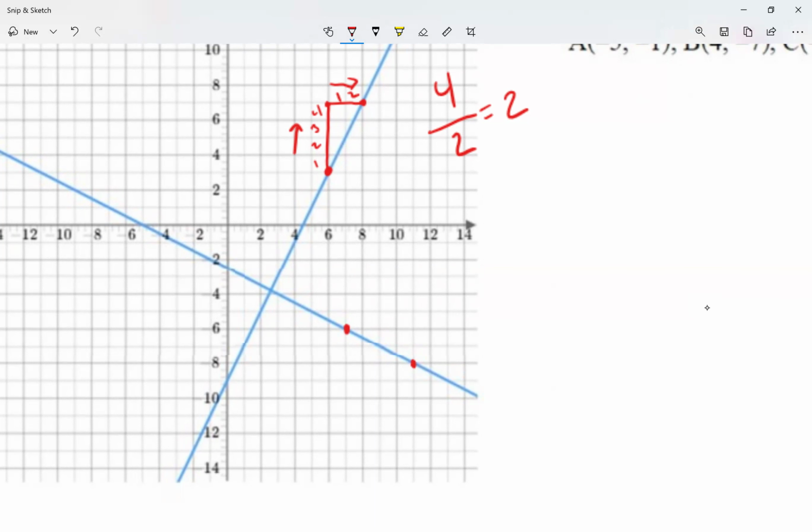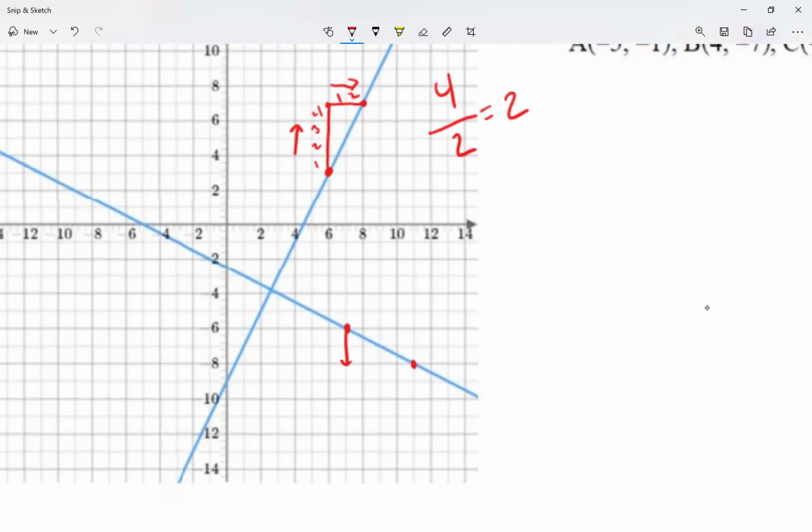So remember, I'm going to travel from one point to the other. So to begin with, I'm going down. So then I'm going down 2 squares, right? Because I'm going down, that's going to be a negative 2.